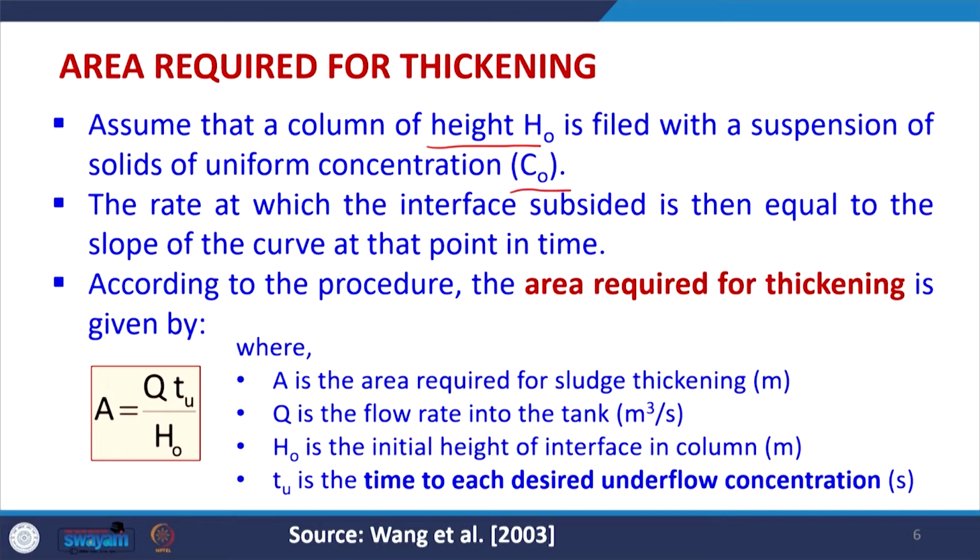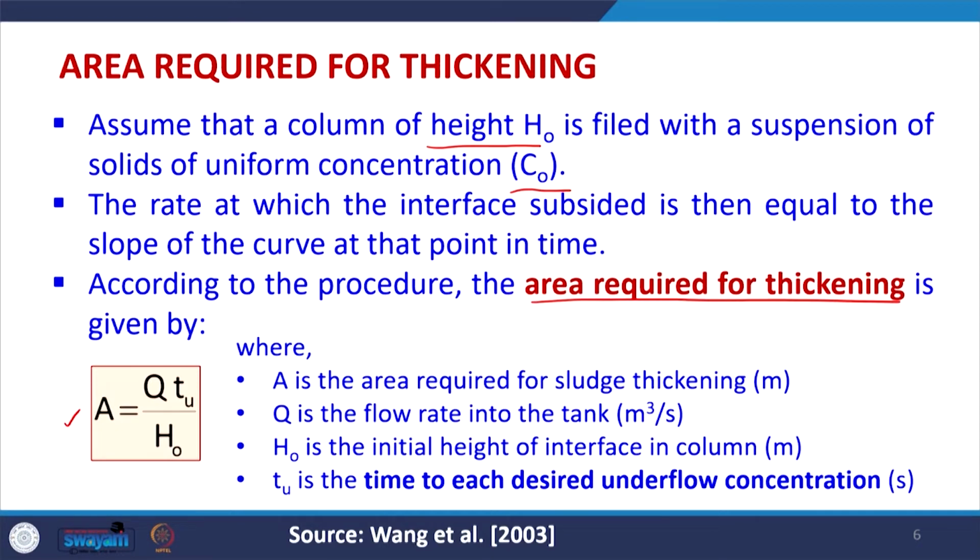The rate at which the interface decreases or subsides is equal to the slope of the curve at that point in time. So, we always measure that height. Then, according to the procedure, the area required for thickening is calculated by this particular equation.